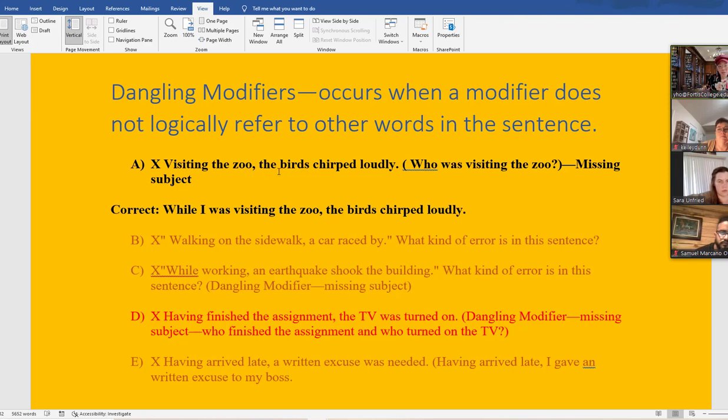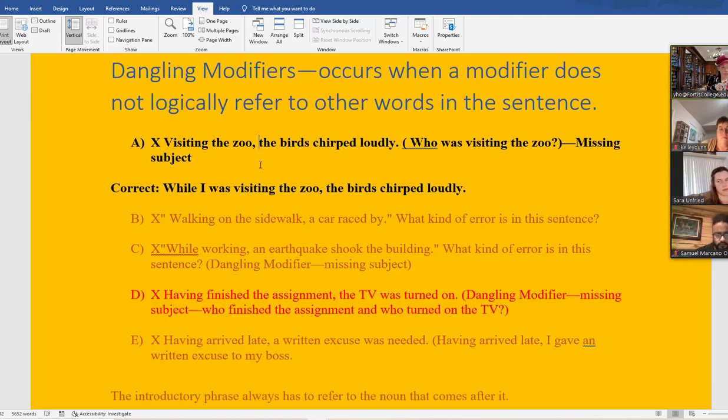Did the birds suddenly grow legs and go visit the zoo in their car? No. So it should be: While I was visiting the zoo, the birds chirped loudly. This is known as a dangling modifier because you're left dangling to know what the subject of the sentence is. That makes the sentence incorrect, and it also makes it a sentence fragment.